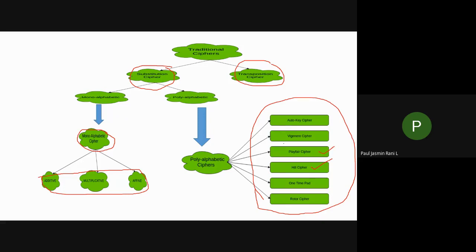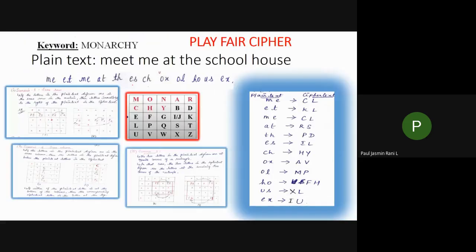Let us see what happens in the Playfair cipher. In your question they will give your plain text as well as your keyword. Suppose the plain text is given, let's see what you have to do. Let us consider the keyword. Okay, monarchy. Always remember, Playfair cipher means you have to convert your keyword into a 5 cross 5 matrix. Okay, this is your 5 cross 5 matrix. Let us see how you have to convert this.